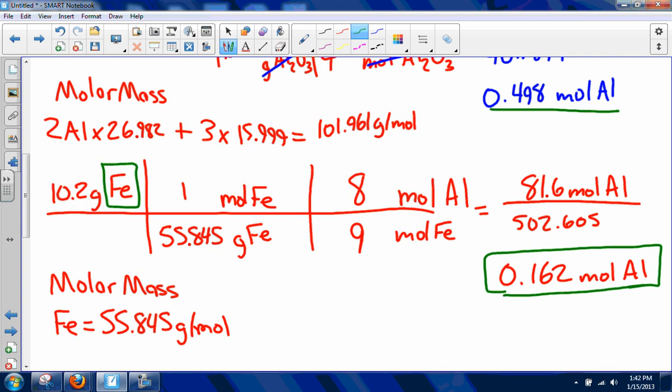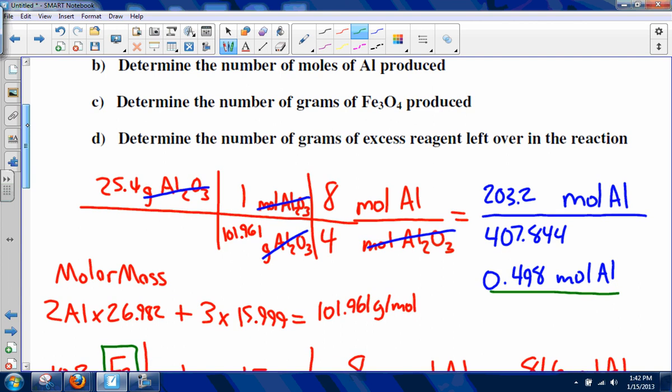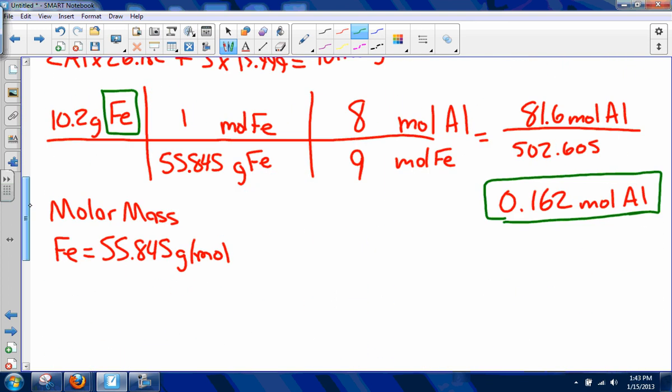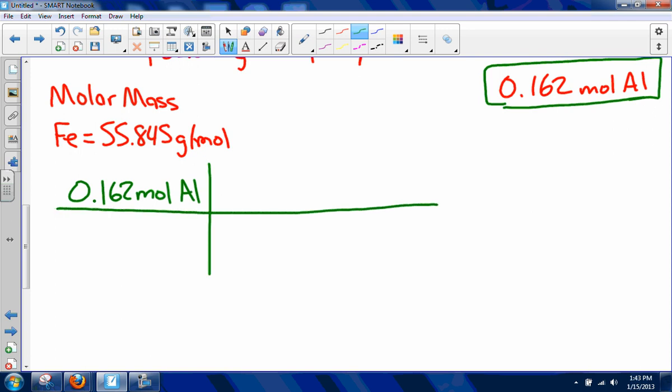Hey, do I have any questions so far? Okay. Let's go on to C. C says determine the number of grams of iron oxide produced. So I'm going to go over here, and I'm going to start with what I had last time. 0.162 moles of aluminum. And way at the end, I need to get to grams of iron oxide.